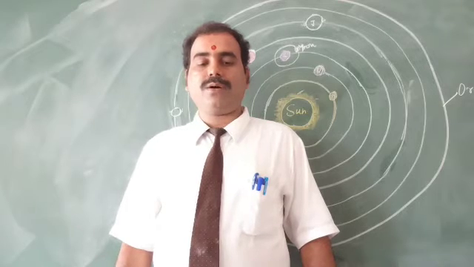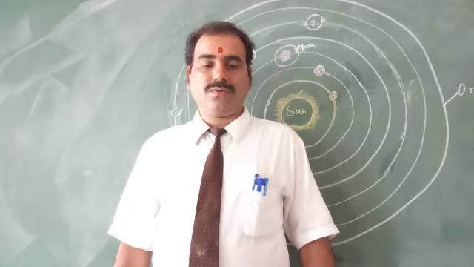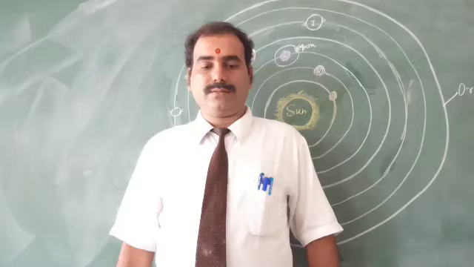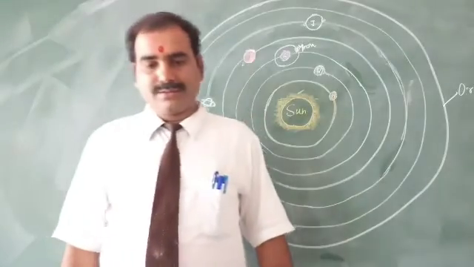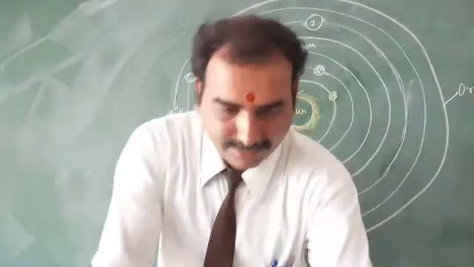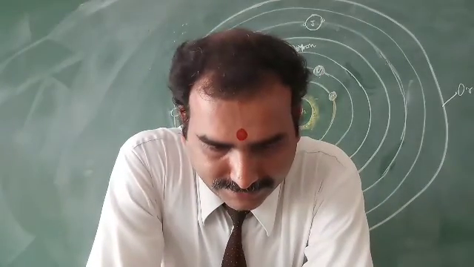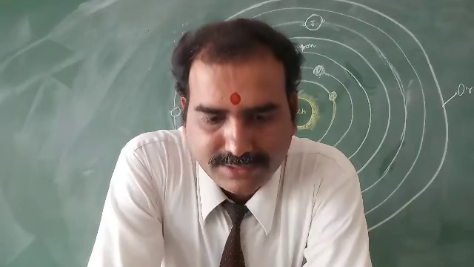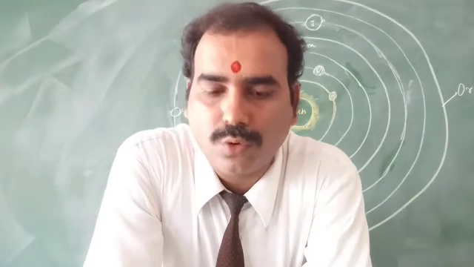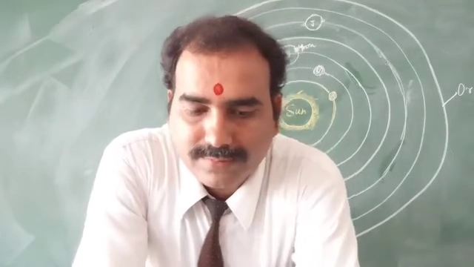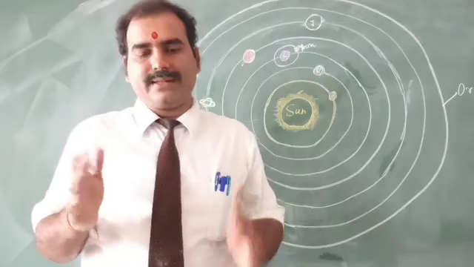Our planet is about 149 million 590 thousand kilometers away from the Sun. Therefore, it is neither too hot nor too cold. Okay, students. The Earth's surface is a geoid, meaning it is slightly flattened at the poles.